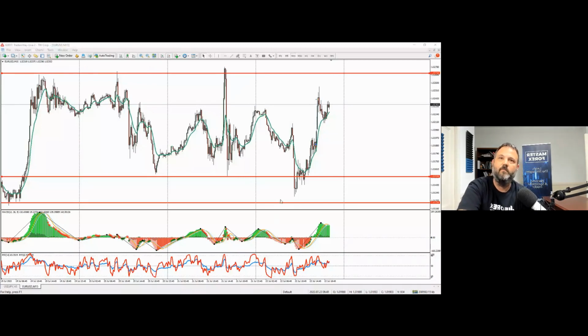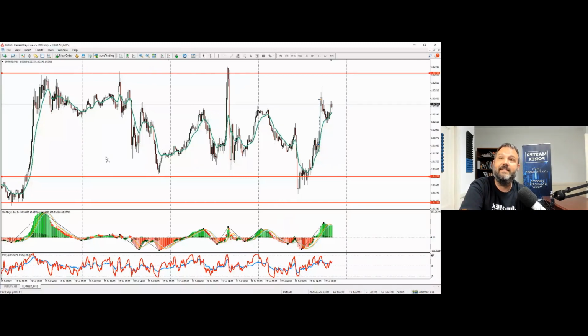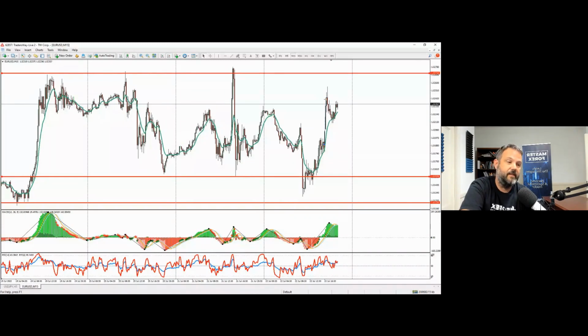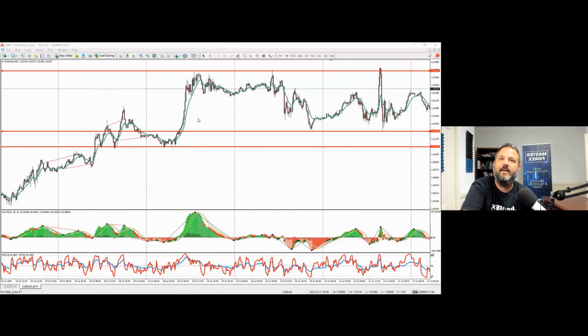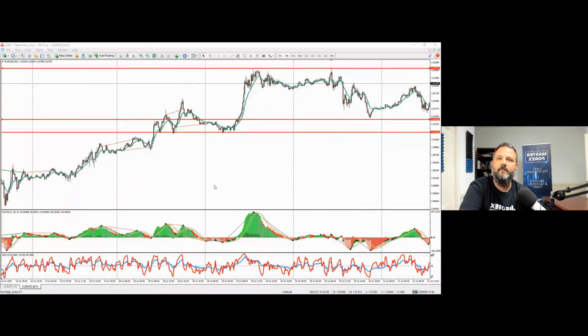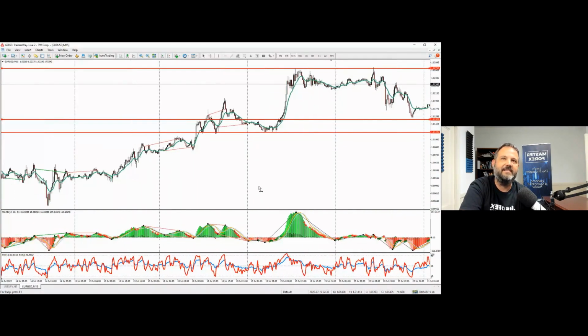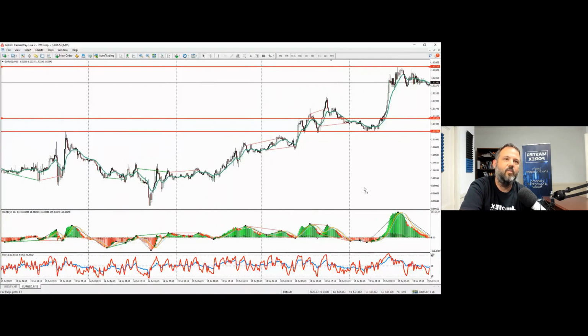Now that we can see that this is a sideways market, we can take these overbought and oversold signals. Very simple. And now the next thing we need to determine is, what if it's a trending market? What do we do?